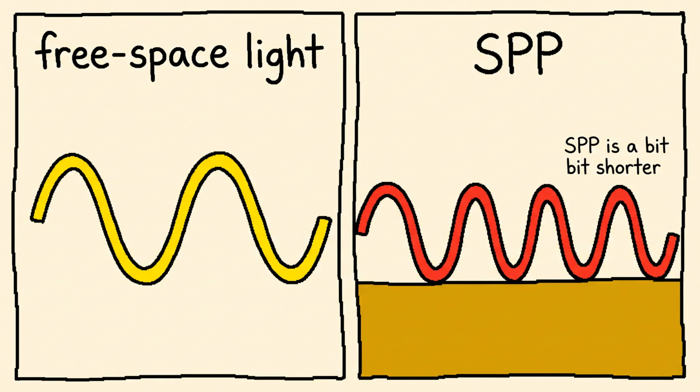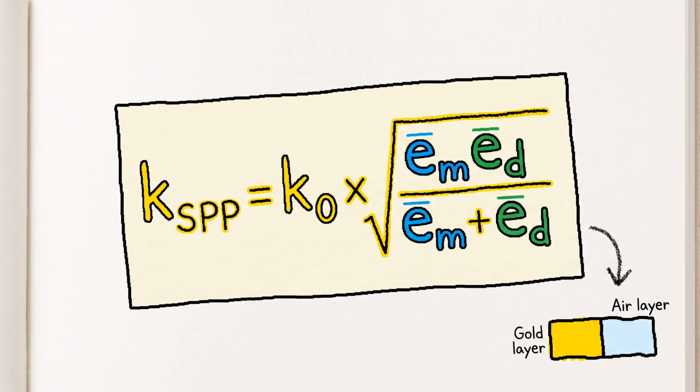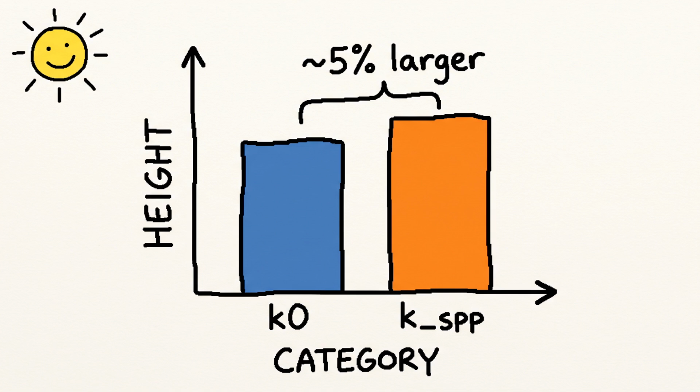Its dispersion relation, the formula that links its frequency to its wave vector, is set by the metal and the dielectric it touches. k_SPP equals k naught times the square root of epsilon metal times epsilon dielectric divided by their sum. For gold facing air at red wavelengths, that works out to a wave vector roughly 4 or 5% larger than free space light. Sounds small. It isn't. That few percent is the entire problem.